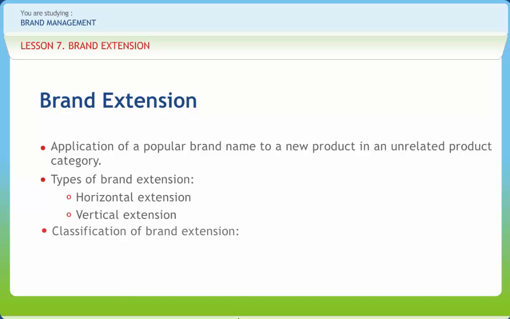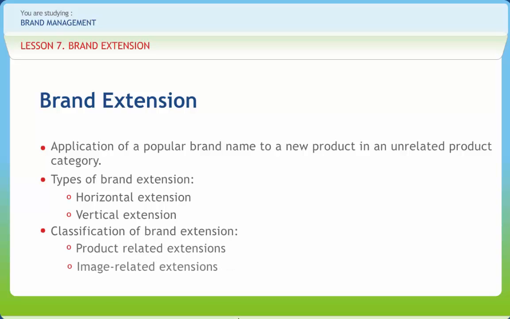Brand extensions are also classified into three types: product-related extensions, image-related extensions, and unrelated extensions. Product-related extension is more popularly called line extensions. Image-related extensions are those where the brand extension bears some logical or emotional relationship with the parent brand.